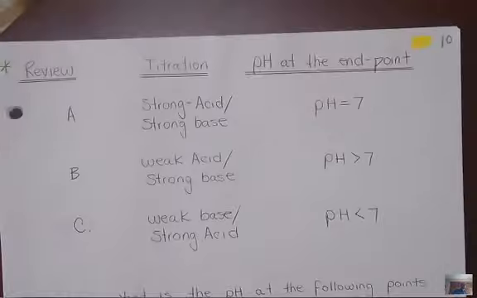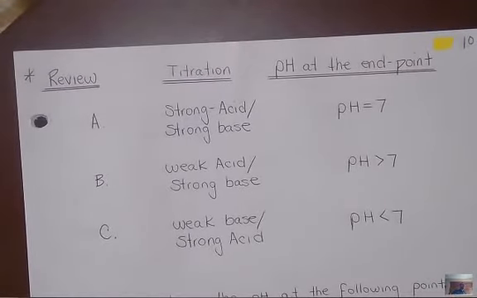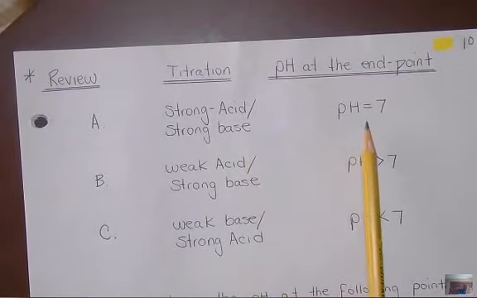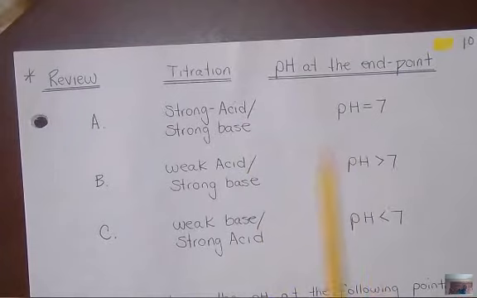Okay, so next page, super quick review. What's our expectation? If we were doing a strong acid with a strong base, at the end point we'd expect the pH to be 7. If we were doing a weak acid with a strong base, which is what we're doing, we would expect the pH at the end point to be greater than 7.